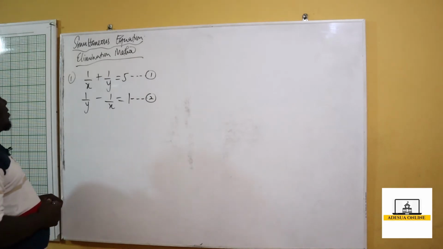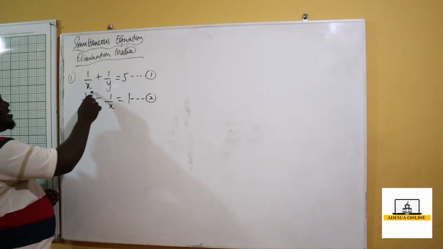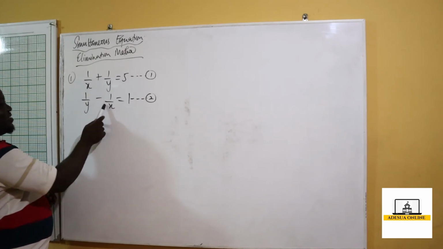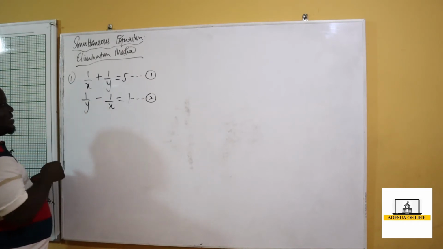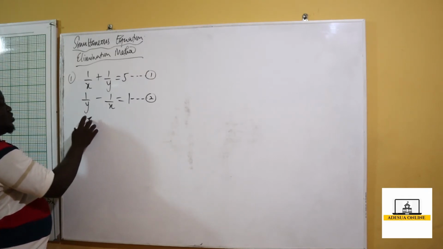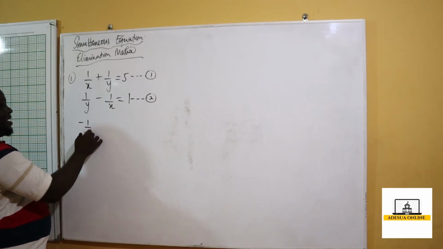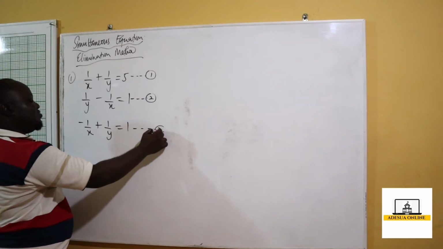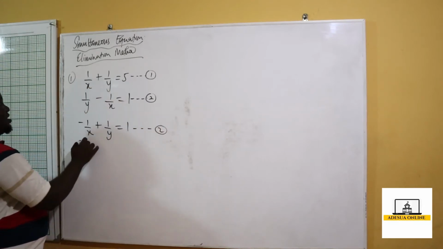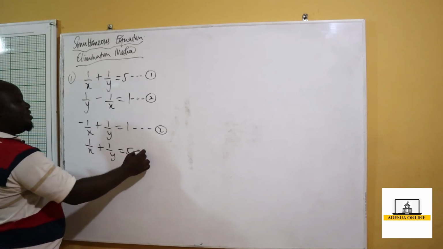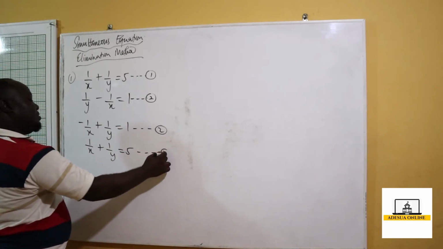Now, if I have 1 over x and minus 1 over x, this means that if I add equation 1 and 2, I can eliminate x. Because from equation 2, I can write equation 2 as minus 1 over x plus 1 over y is equal to 1. It's the same thing. This is equation 2. And then I bring my equation 1 down, which is 1 over x plus 1 over y equals 5. This is my equation 1.